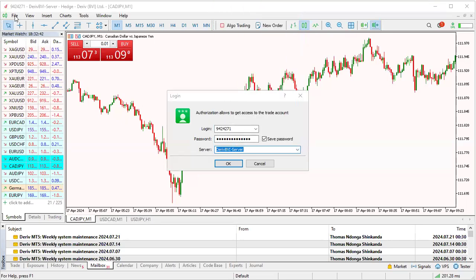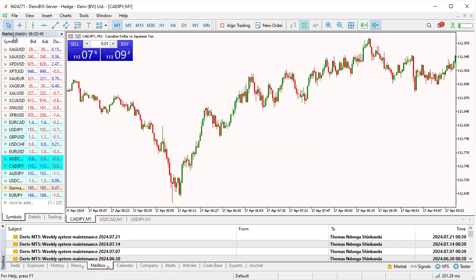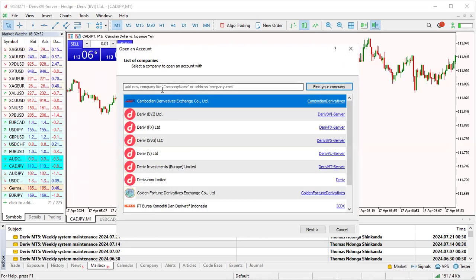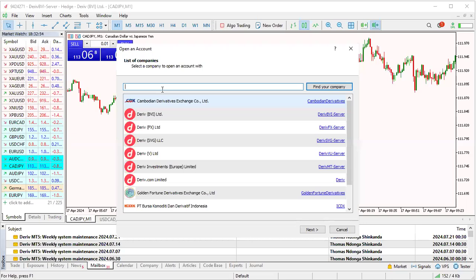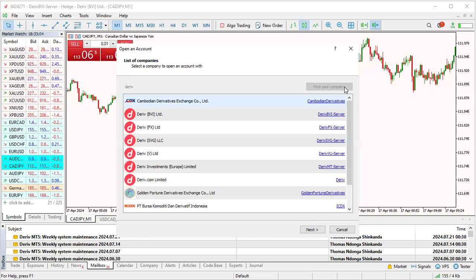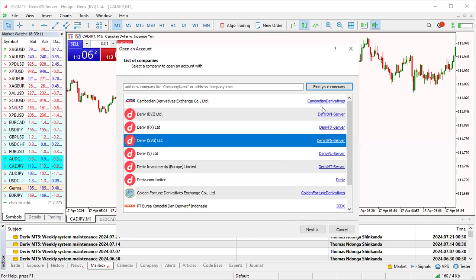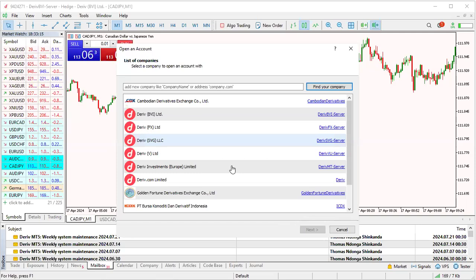If your server is not showing, you just come to File, open an account, as if you are trying to open a new account, and then you search. Now it's showing, but just in case it's not showing, you could just search for Deriv and refresh it. When you do this, it's like you are refreshing the search. Then we are here. SVG, that is my server. And then I'll click next.